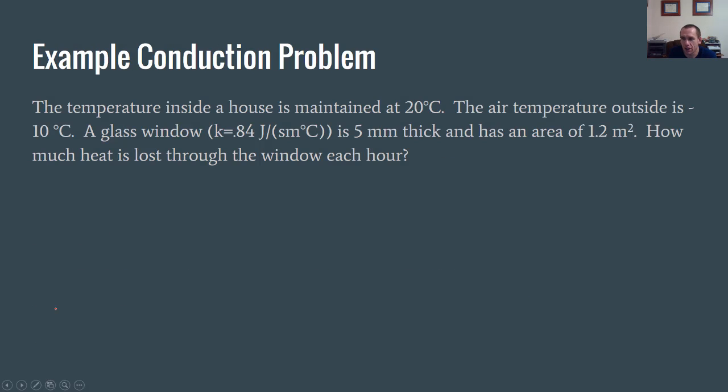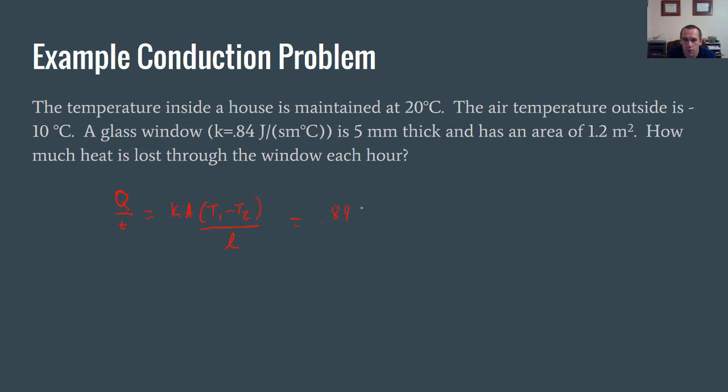Now, an example conduction problem: we have the temperature inside the house maintained at 20 degrees Celsius. The air temperature outside is minus 10 degrees Celsius. A glass window is 5 millimeters thick and has an area of 1.2 square meters. How much heat is lost through the window each hour? So we have the rate at which heat flows by conduction is given by the thermal conductivity, the area, the difference in temperature, T1 minus T2, on either side of those things, divided by L. In the problem, it told us that k is 0.84, so this is equal to 0.84.